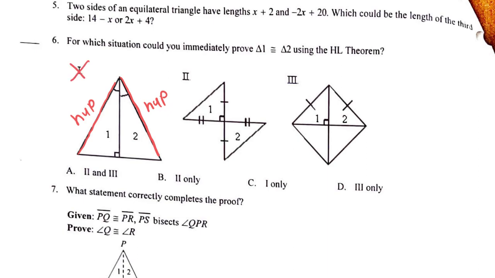In answer 2, they are congruent because of side, angle, side, but not by the HL theorem, because we don't know if the hypotenuse is congruent immediately. So the only one that you can prove immediately that triangle 1 is congruent to triangle 2 would be 3, because the legs are congruent and your hypotenuse is congruent. So your answer is 3 only.